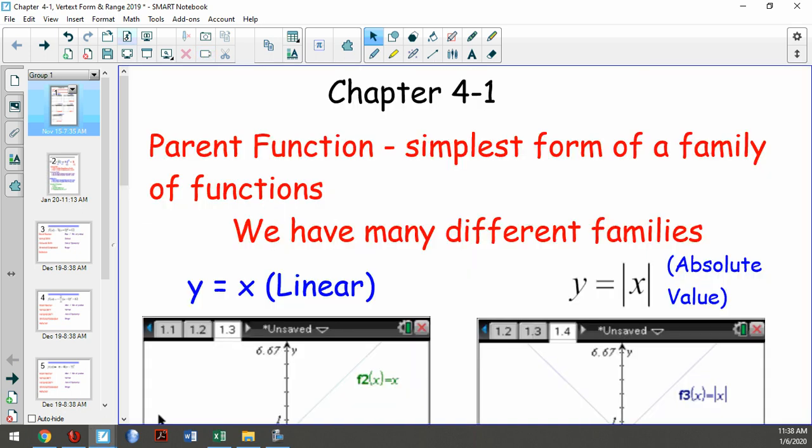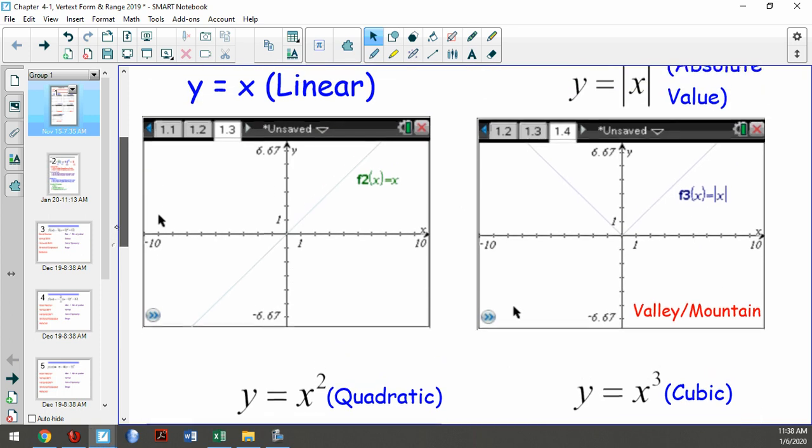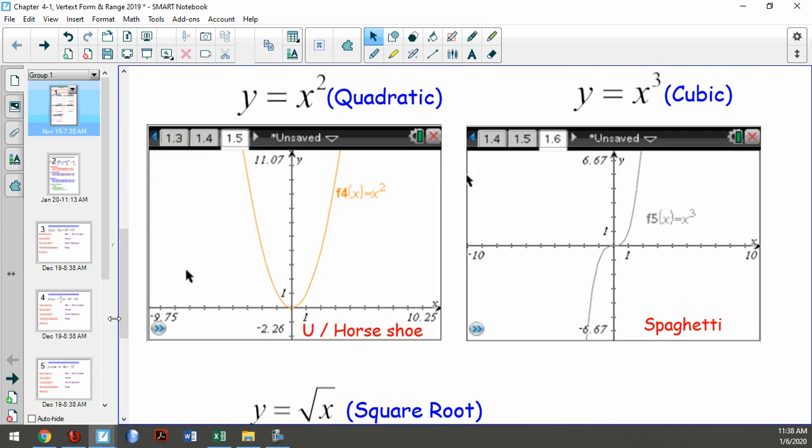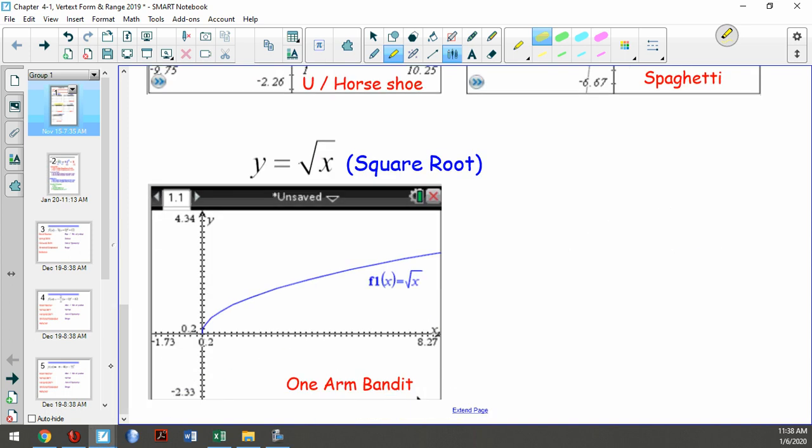Okay, we are talking about parent functions. I gave you like 5 parent functions last before break. Would you agree? The parent functions we had were mx plus b, which is linear. Then we had absolute value, which is either a valley or a mountain. We had x squared, which is the only one we're dealing with today, which is either going to be a u or a horseshoe. Then we have our cubic function, which is our spaghetti. And then our last one is our one-armed bandit, which is the square root.